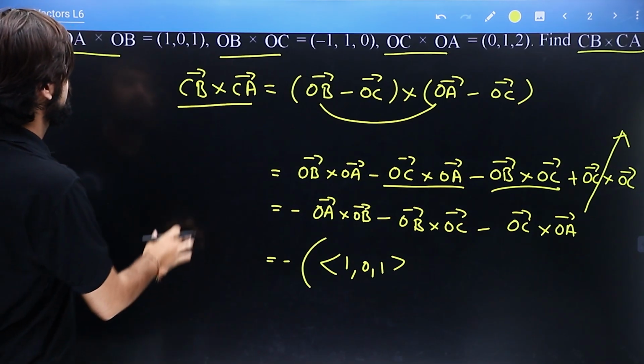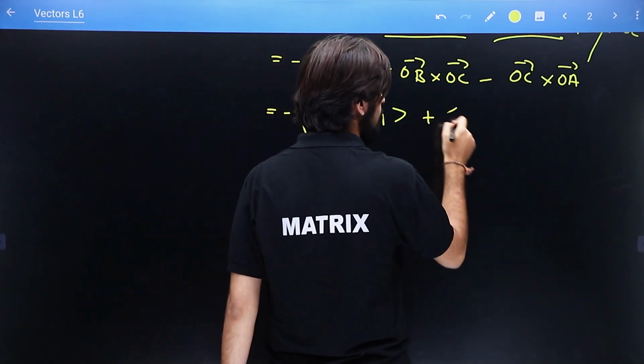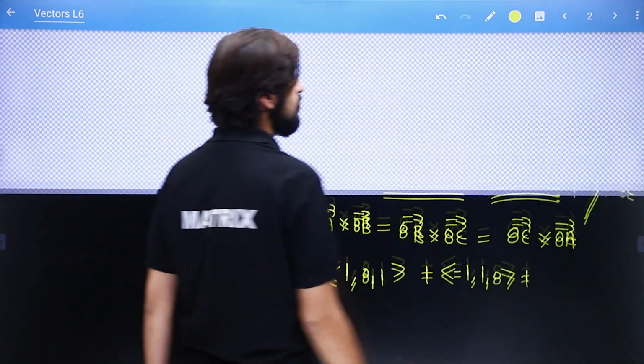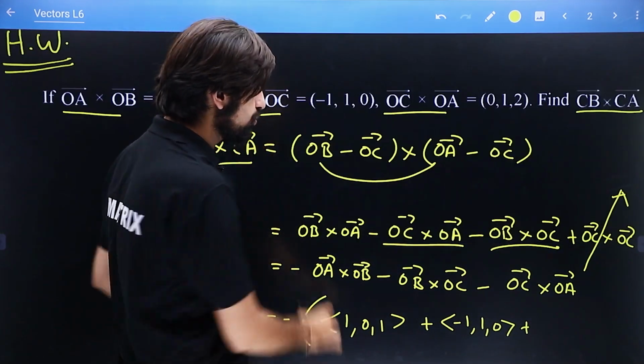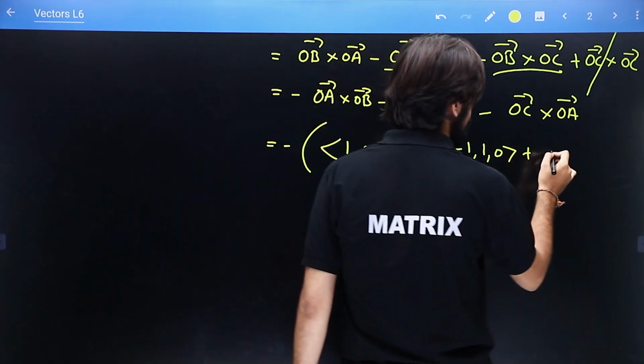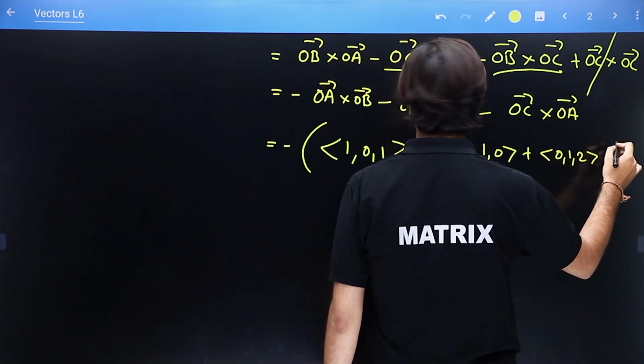Then minus 1, plus minus 1, 1, 0, plus the final thing, that is OC cross OA. Yes, we have to find OC cross OA. So 0, 1, 2.